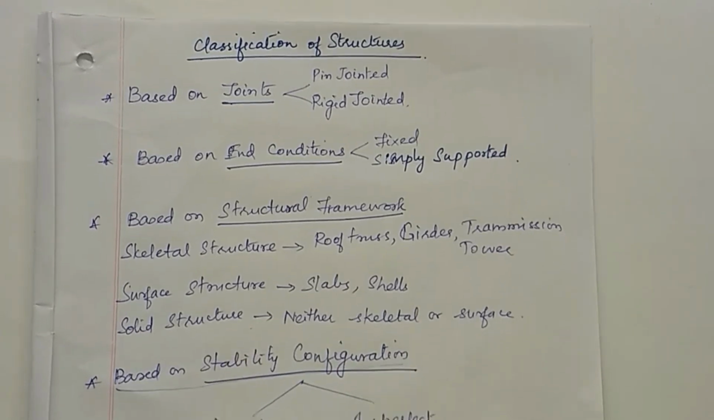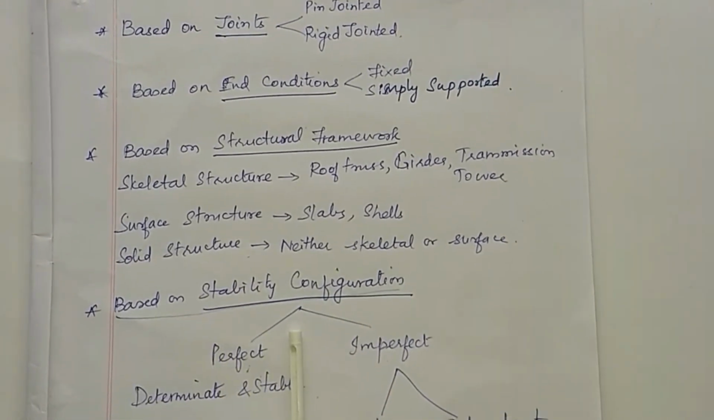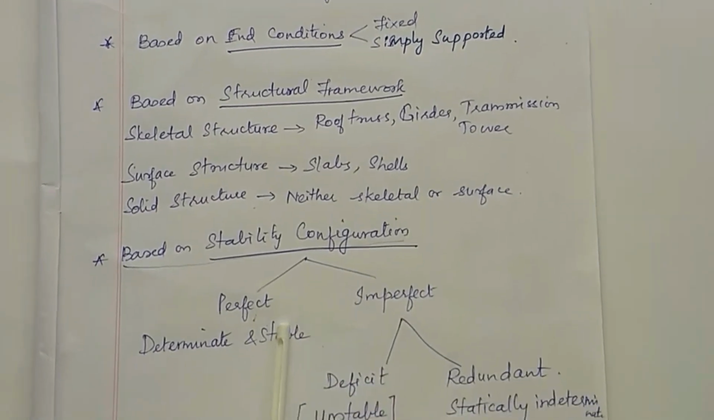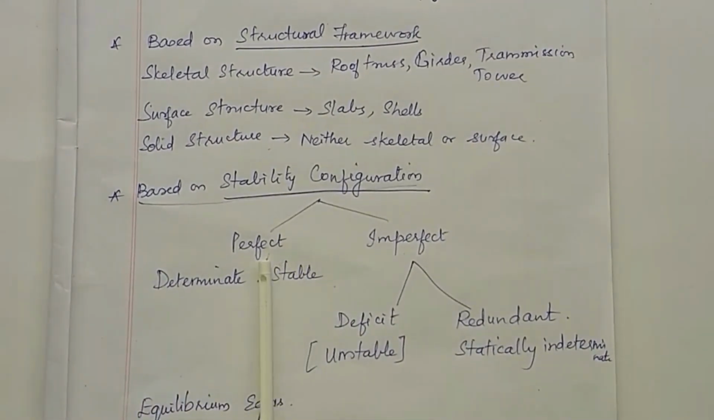Next, important classification is done based upon stability configuration of structure. It is studied under two heads. One is perfect, other one is imperfect structure. Perfect structure are said to be determinate and stable. I'll tell you what is the meaning of determinate later.